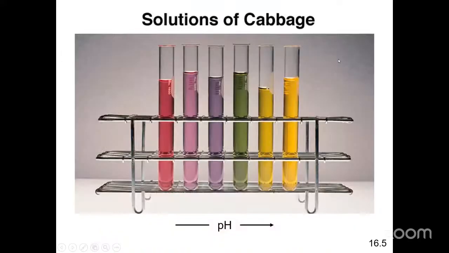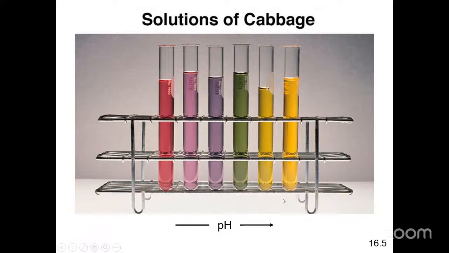Okay, and this is just basically showing you a dye that has been extracted from a type of cabbage. Basically they add acid or base and they arrange them in order of increasing pH, and you see that there's a color change as you go from one particular pH value to another, right? So this is, you have some indicators.